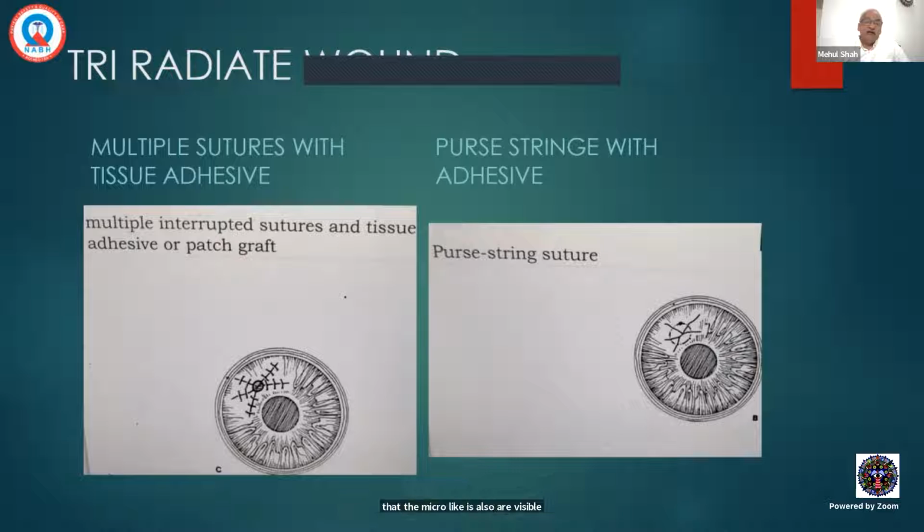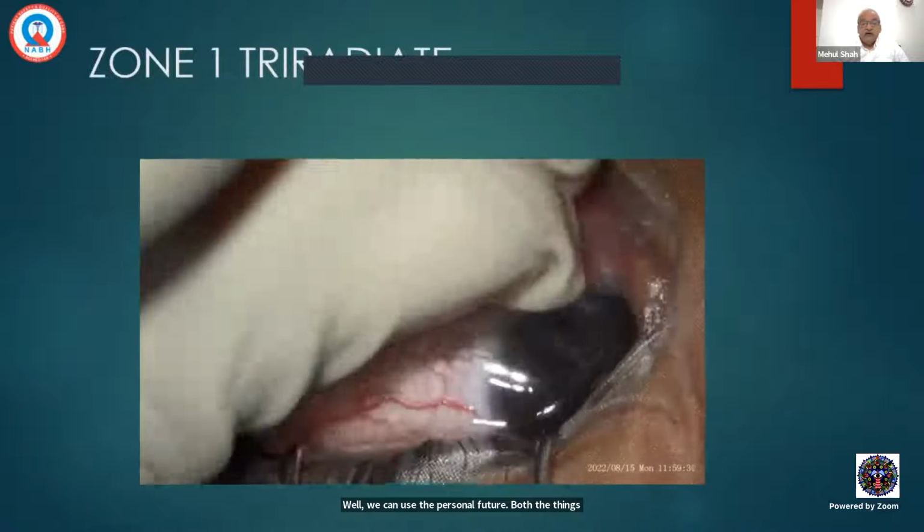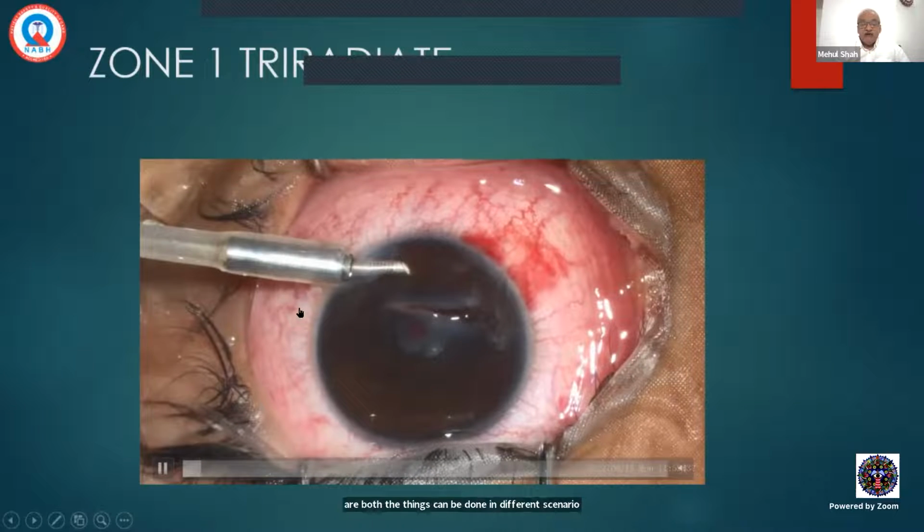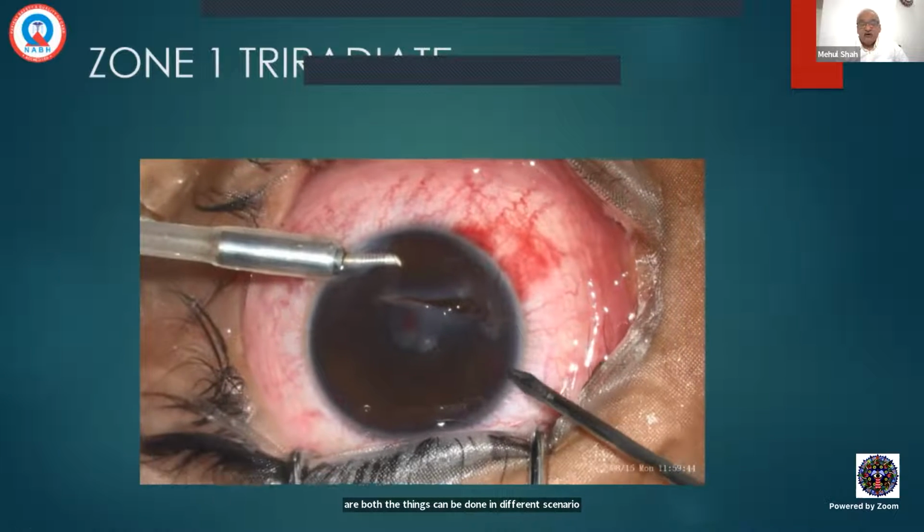Then it is important to understand that there may be a blunt object hitting the cornea. It can cause a triradiate or multiradiate wound. So either we can repair all arms and then seal the central area with tissue glue, or we can use the purse string suture. Both can be done in different scenarios. We can see here one small triradiate and one arm is long.